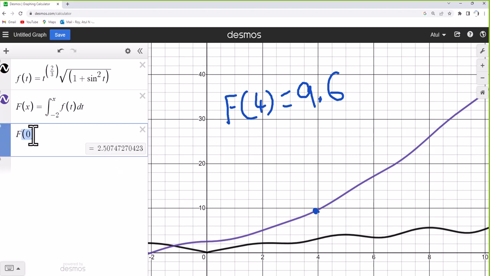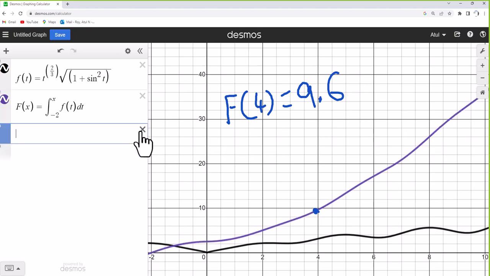And if you want, you can keep on changing it here. F(1) is about 3.206, and F(2) is about 5.01. As you can see, right here is 5, so that's about 5.01, and the graph is too thick anyways.